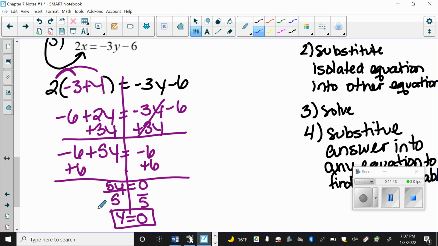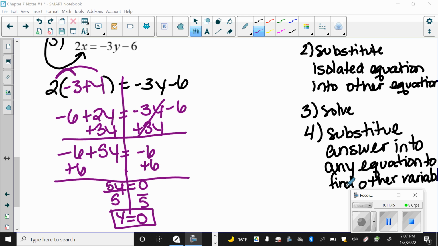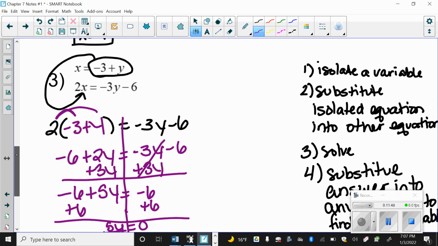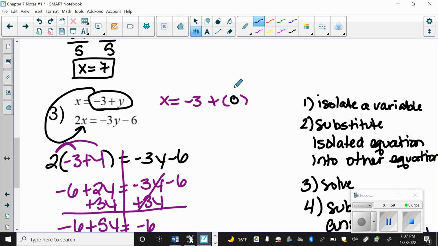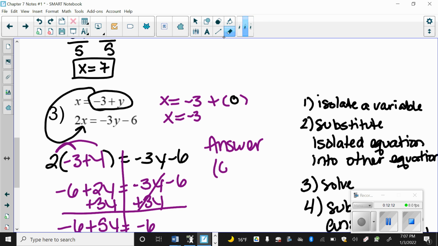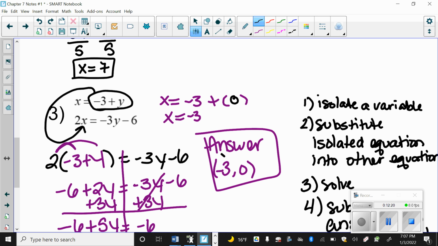Step 4, substitute our answer into any equation to find the other variable. So I'm going to substitute into the top equation. I know x equals negative 3 plus y, but y again was 0. So we have x equals negative 3 plus 0, so x is negative 3. So our answer is again the set of x, y. So negative 3, comma 0. Again, we have x, comma, y.